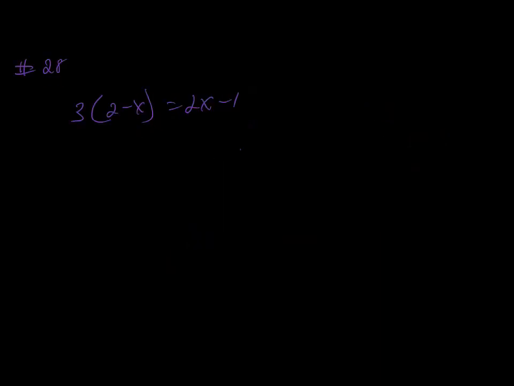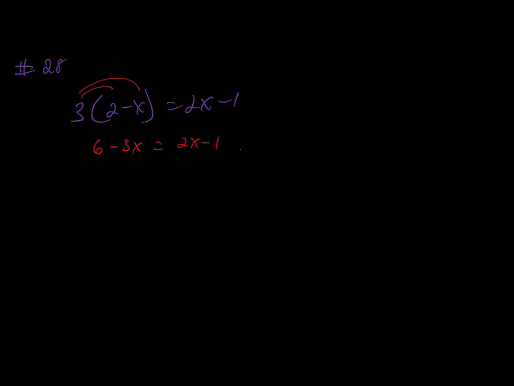And then the last one, number 28, before we start combining like terms, we're going to have to go ahead and do the distributive property. Students always forget to do the second one, so make sure that you multiply the outside value by everything inside the parentheses. So that's going to give us 6 minus 3x is equal to 2x minus 1.